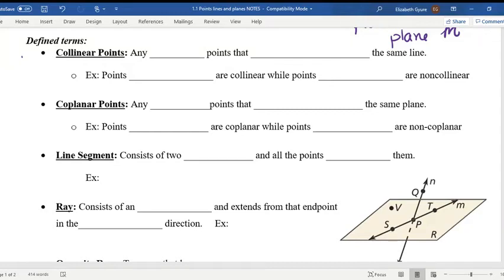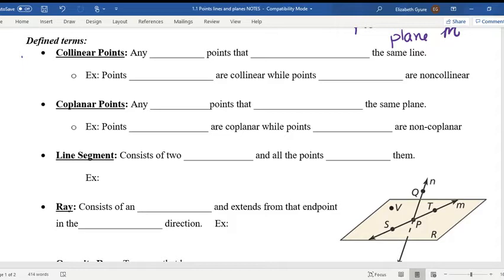In this part of the lesson, we're going to be looking at defined terms and intersections. So just some more vocab, and we're going to take a look at some diagrams, see how things are labeled, see what they mean, see what they look like. So our first actually defined term is called collinear points.